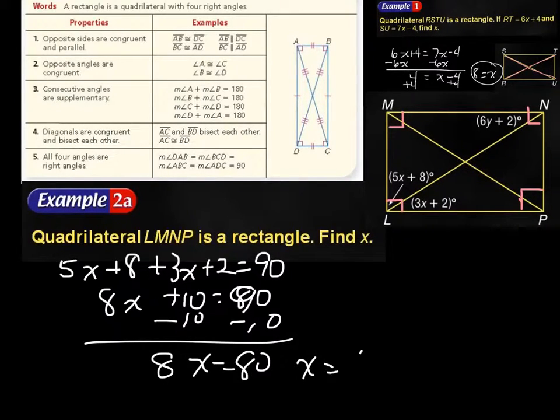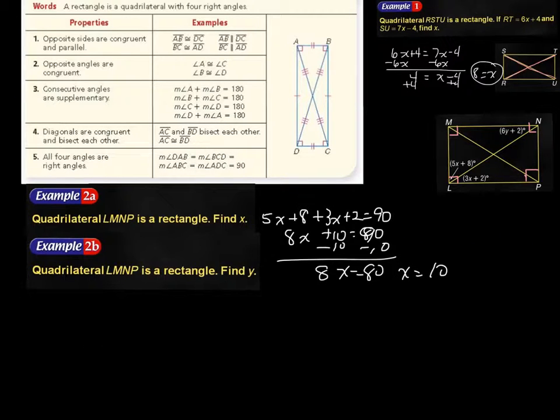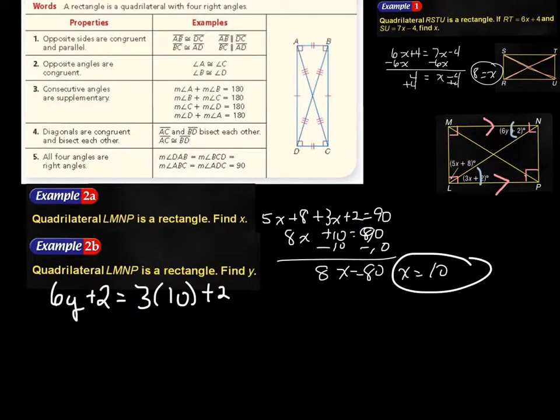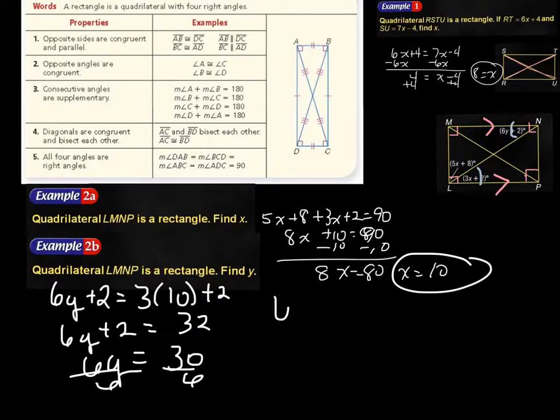So x is 10. Now to find y, if we have a rectangle, we know that opposite sides are parallel, so that means that alternate interior angles must be congruent. So 6y plus 2 equals 3x plus 2, but we know that x is 10 because we already found it. So 6y plus 2 must equal 32. So 6y equals 30, divide by 6, so y is 5.